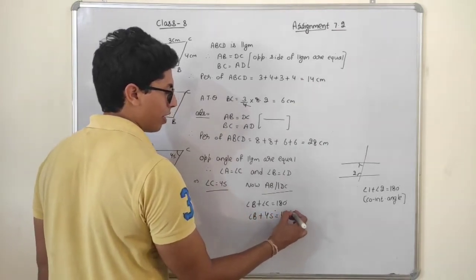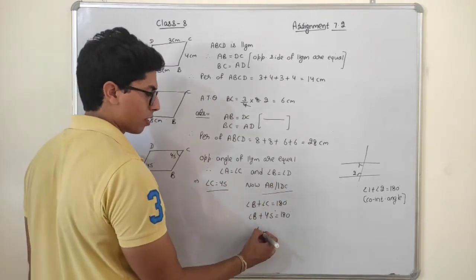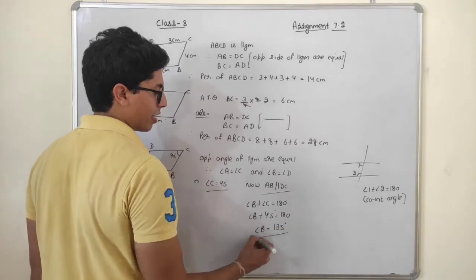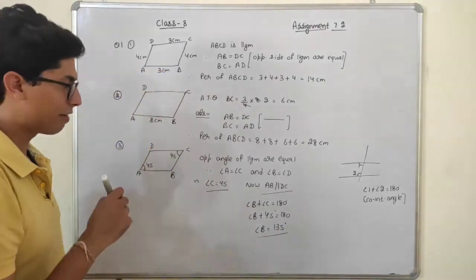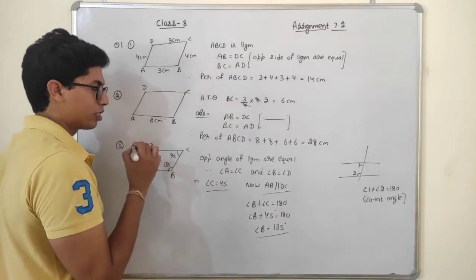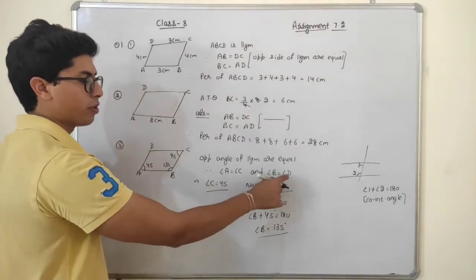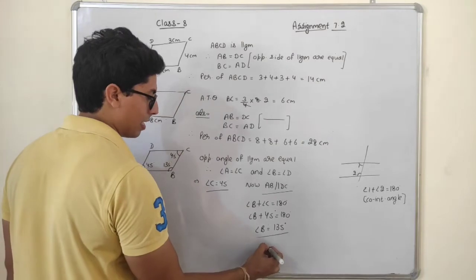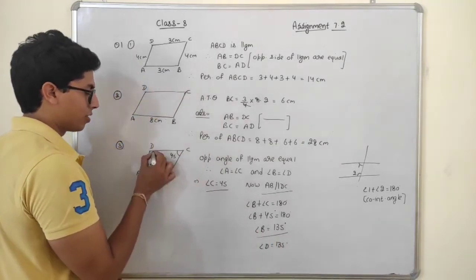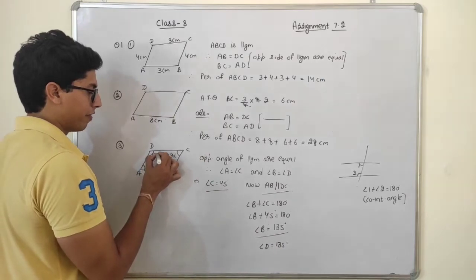So angle B will be 180 minus 45. That will be 135 degrees. B will be 135 degrees. Now students, we have already discussed that B is equal to D. This implies angle D is equal to 135 degrees as well. So this angle is also 135 degrees.